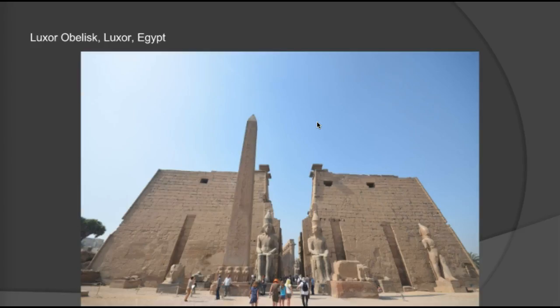I'd like to take a moment to talk about obelisks, because they are also something that's copied and used over and over throughout history. They are religious items that are found near palaces specifically. The obelisk symbolized the sun god Ra.